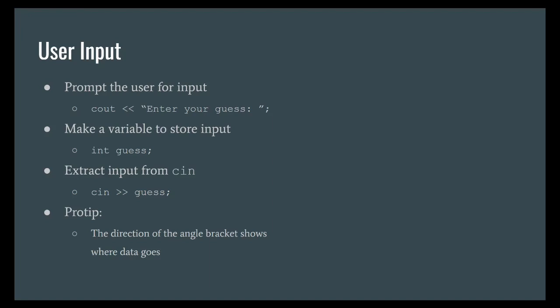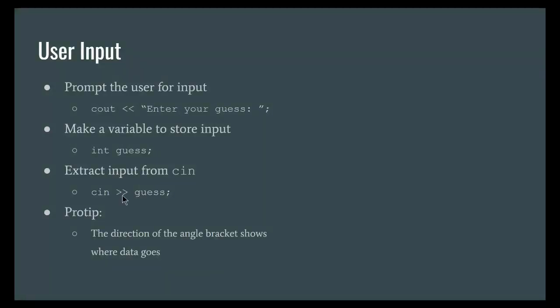So next we're going to deal with user input. In any input problem, we want to prompt the user for input so that the user actually knows when to type into the keyboard. We want to make a variable to store the input after prompting the user. Again, I want to stress using descriptive variable names. So here we're going to call it guess because this is the number that the user is going to be guessing. And then for the input itself, we're going to be reading from cin.